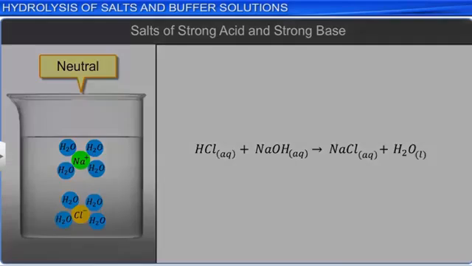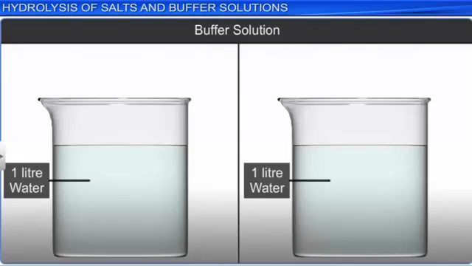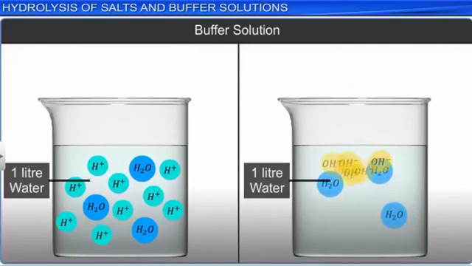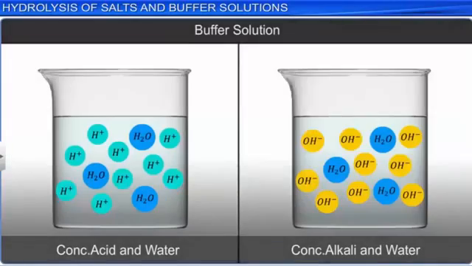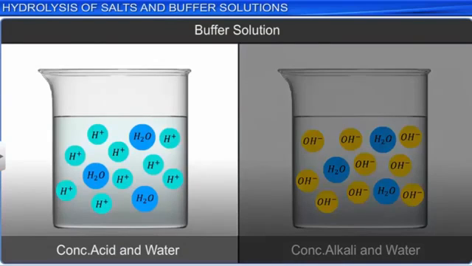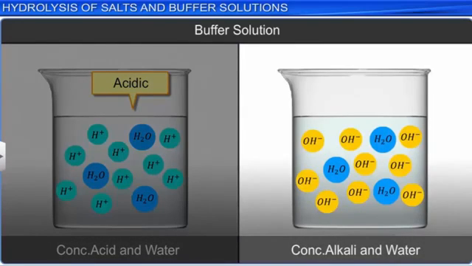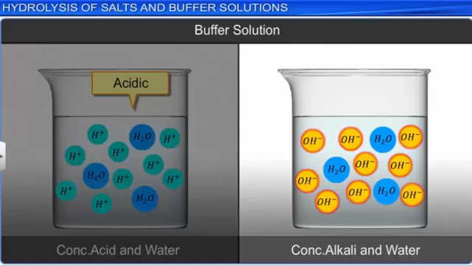Now, let's look at the term buffer solution. Suppose you add a drop of concentrated sulfuric acid or concentrated sodium hydroxide to a liter of water. Does the pH of the water change? Yes, it does. The addition of 1 drop of concentrated acid to 1 liter of water increases the H plus ion concentration and makes it appreciably acidic. Similarly, the addition of a drop of concentrated alkali increases the OH minus ion concentration and makes it basic.